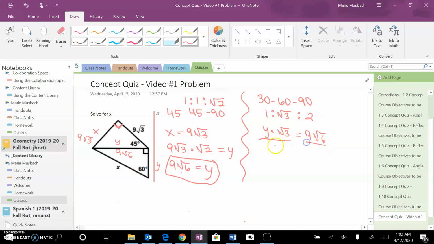And then we can divide both sides by the square root of 3 to cross both of these out, so then you just get y by itself. And so then y equals 9 to the square root of 2 because 6 divided by 2 equals 3. So this would be the y there.